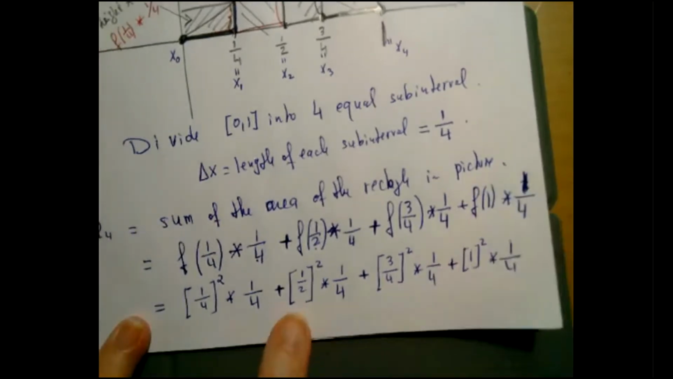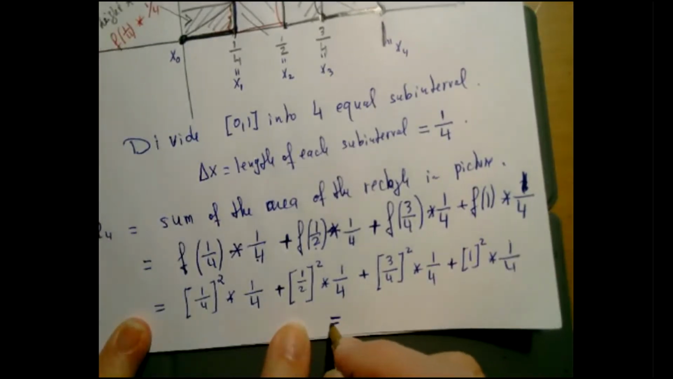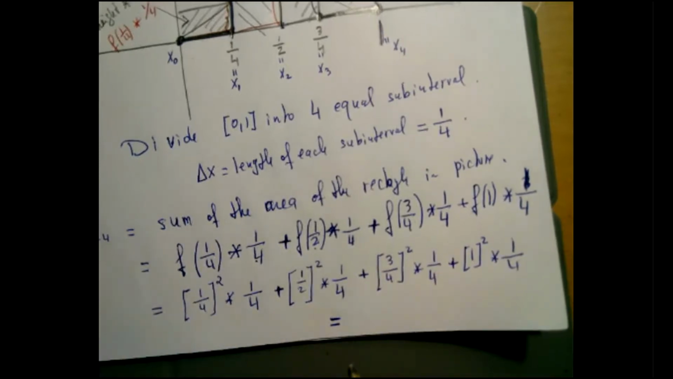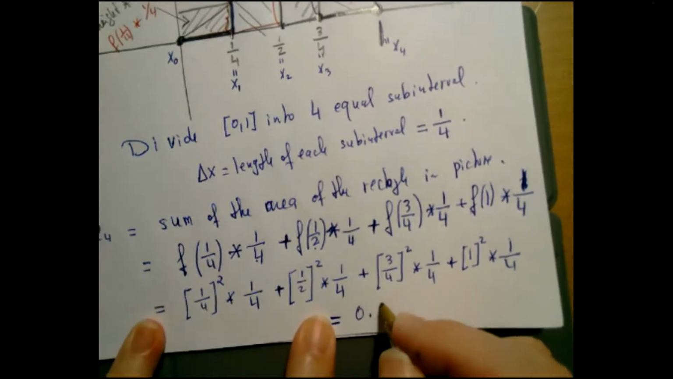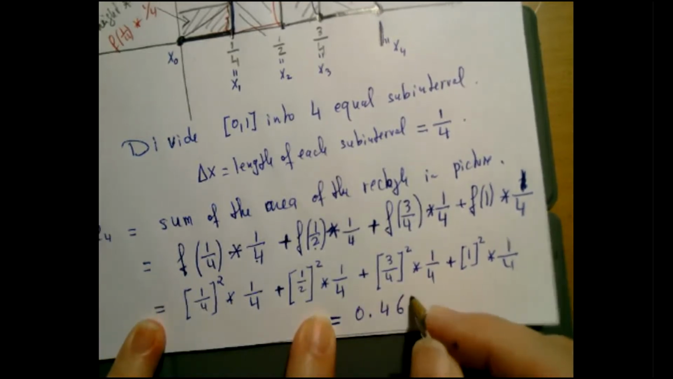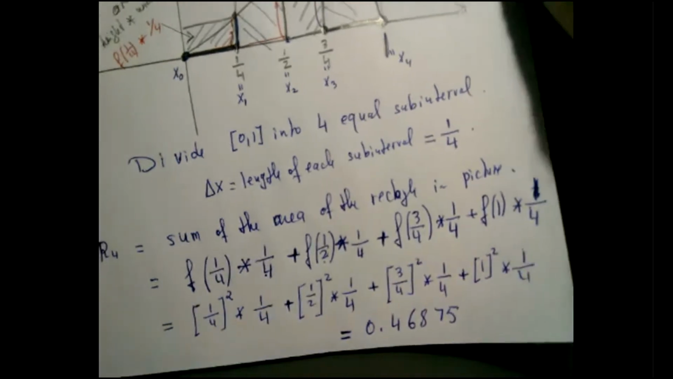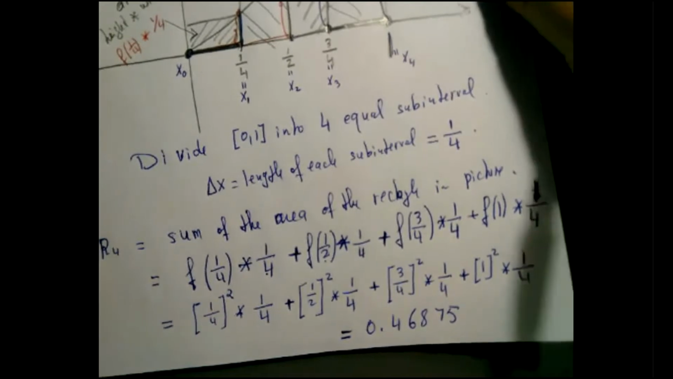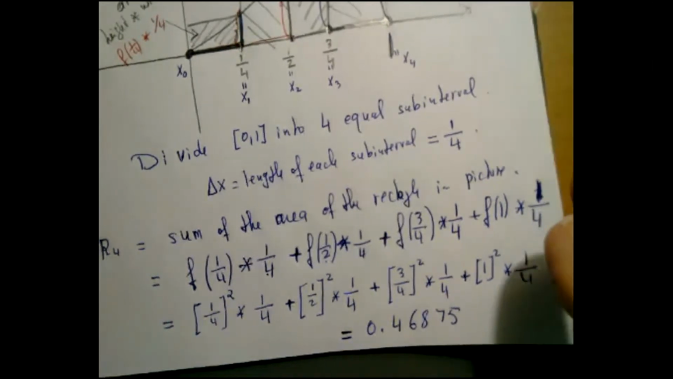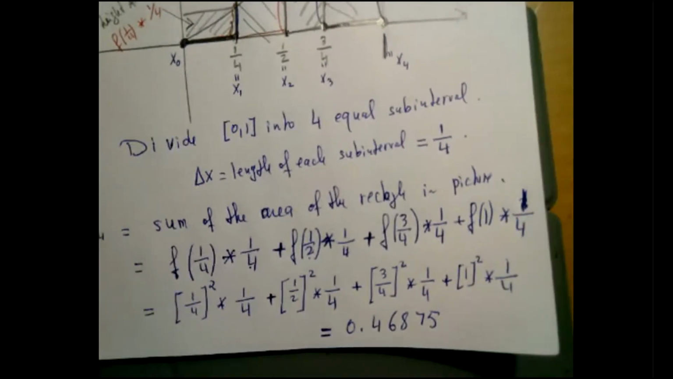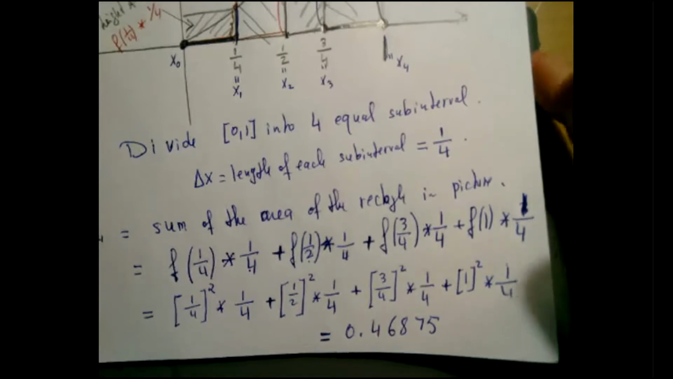And then I pick up my calculator, because at this stage, I just compute those numbers. And I think I did that. And we're going to get 0.46875. Okay, and that's the value we get. This is just by adding the areas. Okay, now the actual area, is it more or less than that?